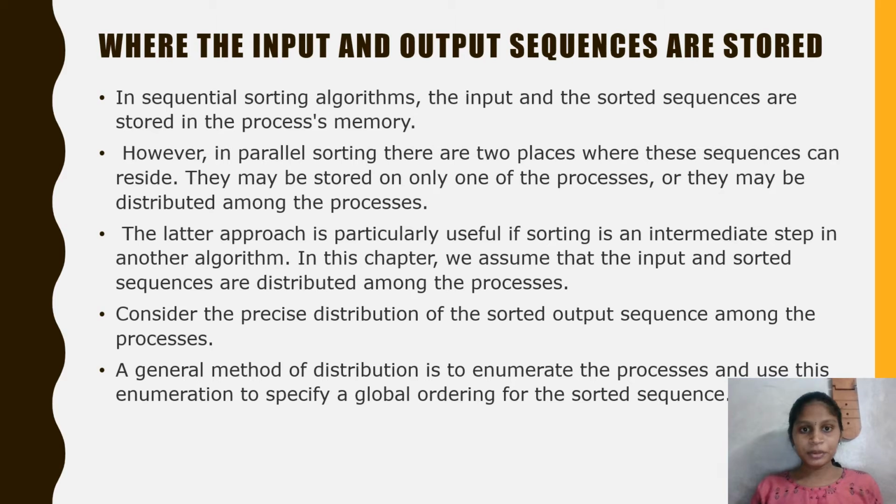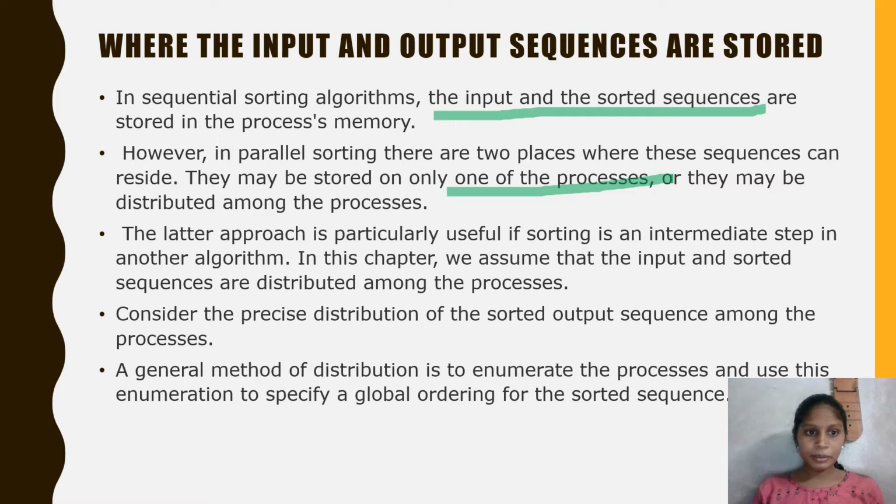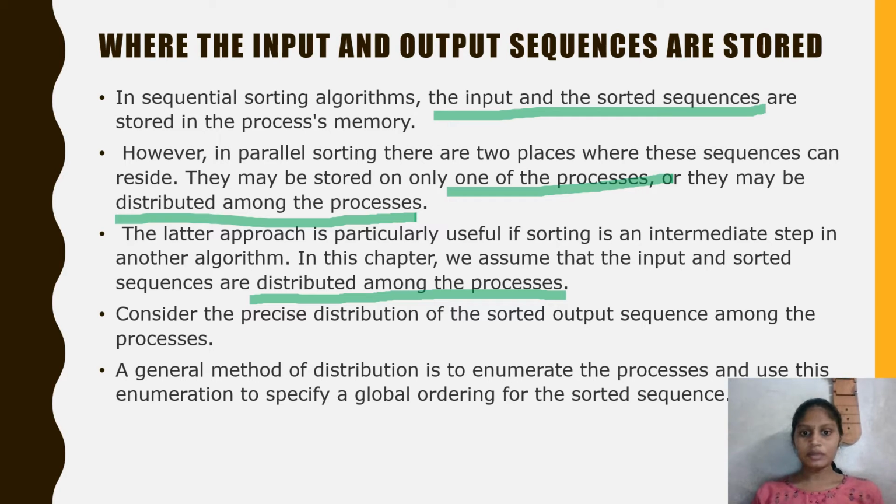Next, where the input and output sequences are stored. In sequential sorting algorithms, the input and the sorted sequences are stored in the processor's memory. However, in parallel sorting, there are two places where these sequences can reside. They may be stored in only one process or they may be distributed among the processes. In this chapter, we assume that the input and the sorted sequences are distributed among the processes. Consider the precise distribution of the sorted output sequence among the processes. A general method of distribution is to enumerate the processes and use this enumeration to specify a global ordering for the sorted sequence.